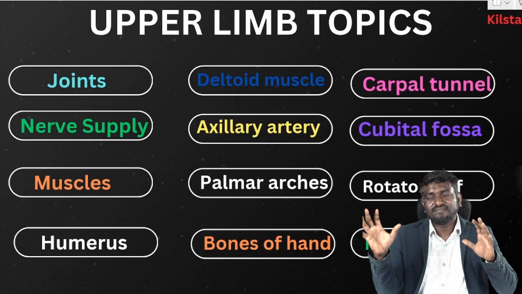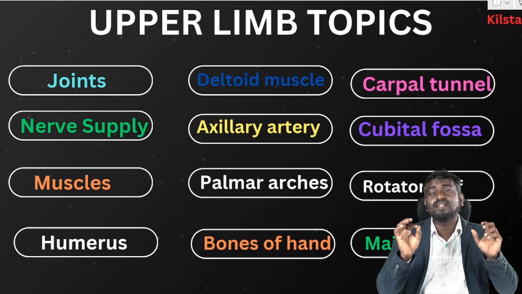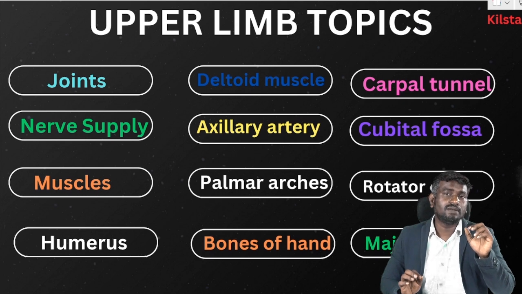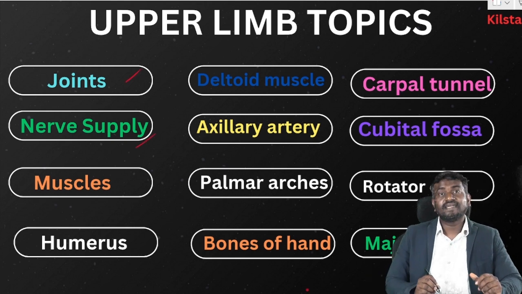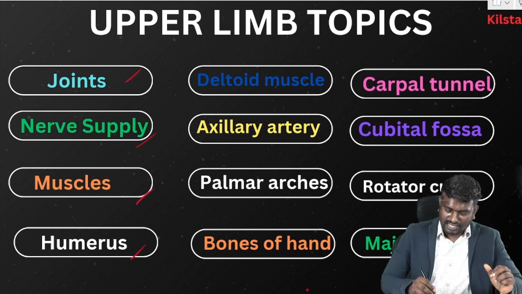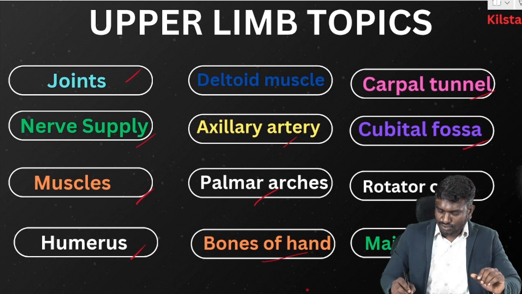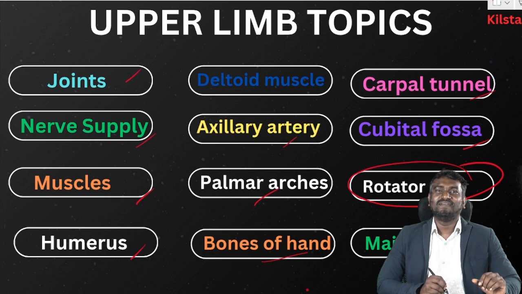Let's revise the upper limb. This section is going to be very useful, as we are going to discuss all the important topics which are commonly asked in the exam. It will not only help you for the exam but also to develop good concepts in anatomy. We'll be discussing joints, nerve supply, muscles and also the humerus bone. We'll be discussing the deltoid muscle, axillary artery, the palmar arches, bones of the hand as well as the carpal tunnel, cubital fossa, rotator cuff and also the major nerves. Let's dive into the upper limb now.